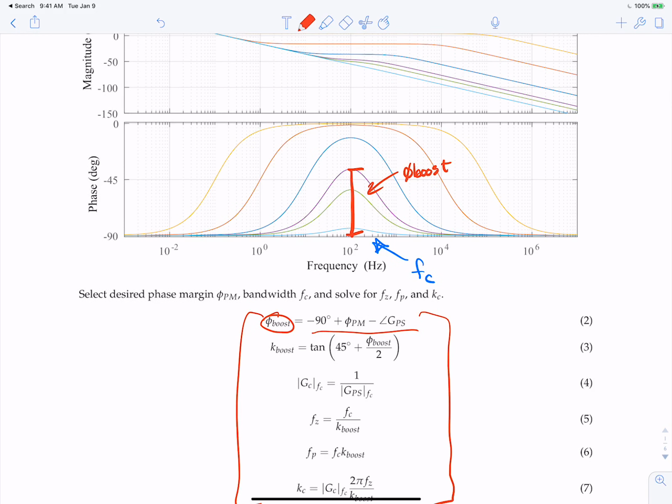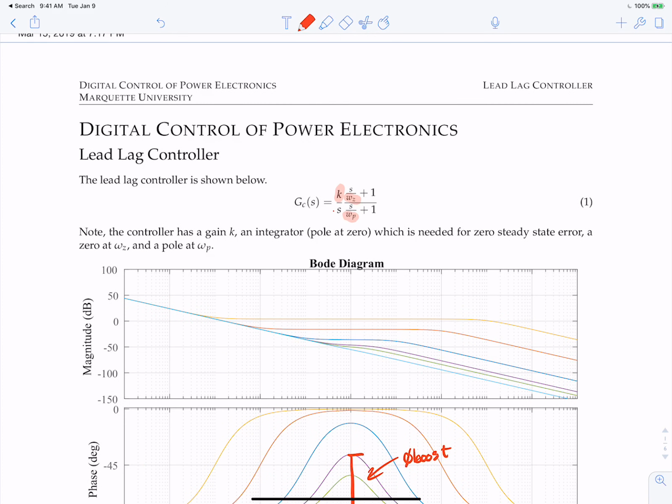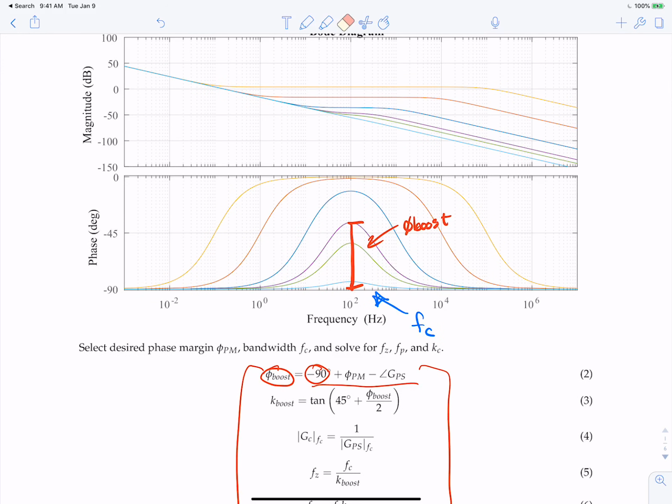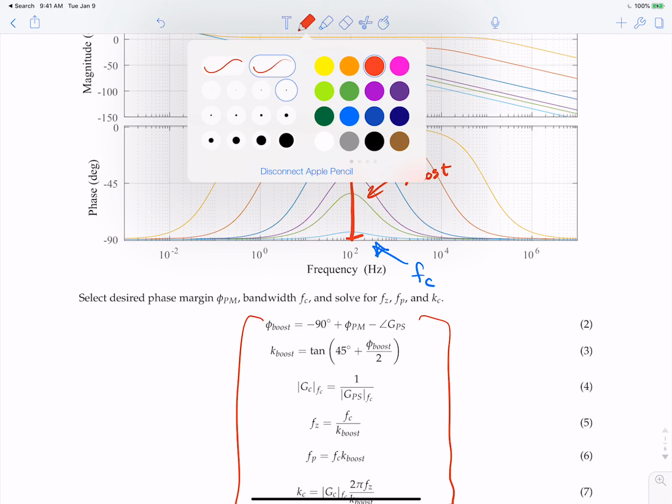What is what? So first, the first term is minus 90 degrees. The minus 90 degrees comes from the integrator. You're always going to start off at minus 90. You can also see that in the phase plots. Everything starts over here at minus 90 at low frequency. So you always have that. And then, depending on how much phi boost you want, you have this phase margin term here.